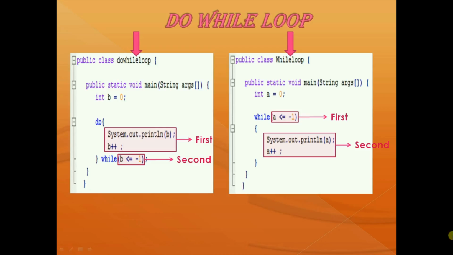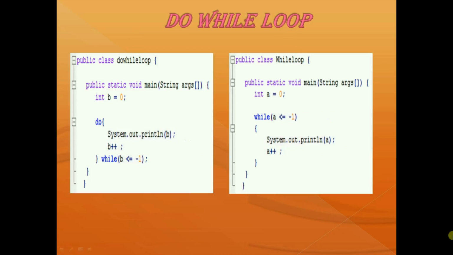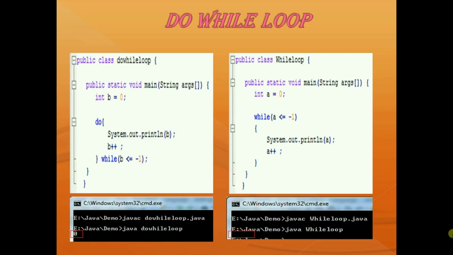So our program is ready. Now let's run both programs, the do while loop and the while loop. Our program has successfully run and the result is this one. First we'll talk about the while loop. This while loop will not be executed because we are evaluating this condition, and here the value of a is 0 and this condition is false because 0 is not less than or equal to -1. So this statement will not be executed at all, right?